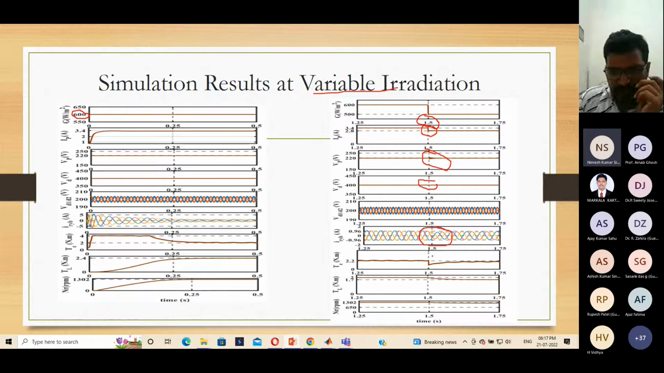Then again at 1.5 seconds there is a sudden change in the irradiation, meaning a sudden change in power takes place, so the electromagnetic torque will drop a little bit and again settle. Due to the change in the irradiation level, the load torque is changed. Why is the load torque changed? Because, as we know, for the pump load TL is equal to K into omega squared.